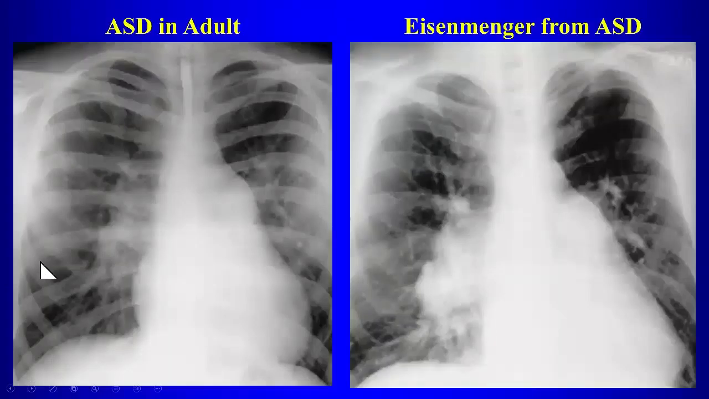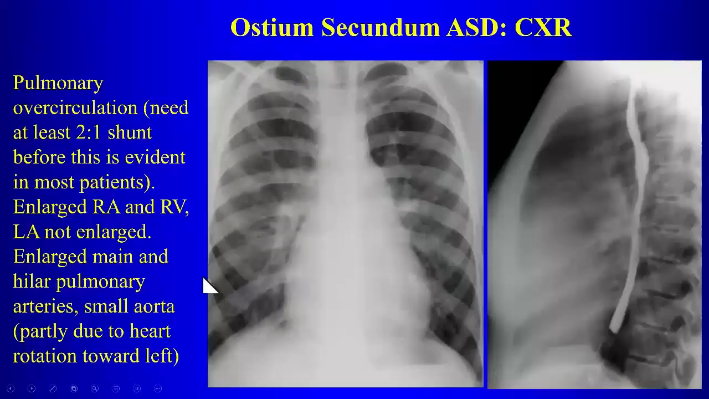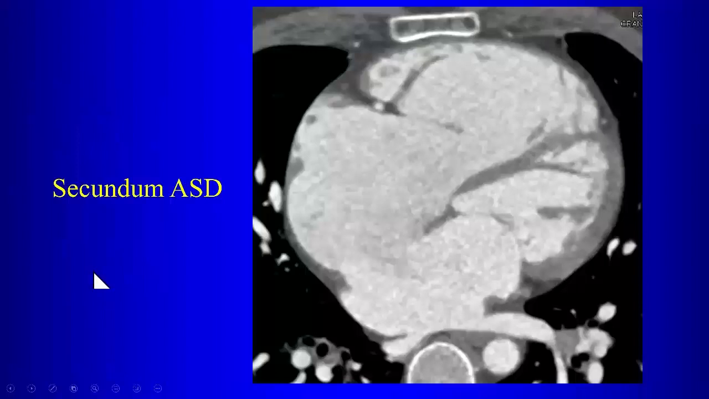Now, sometimes they can progress to Eisenmengers, in which case the pulmonary arteries can get really large in an adult, right? So if we're thinking of left to right shunts presenting in an adult, ASD is the one to consider. So pulmonary overcirculation, remember you need at least a 2-to-1 shunt before we see it. Enlarged right-sided chambers, no enlargement of the left atrium. So that's an important distinction between atrial septal defects and some of the other septal defects.